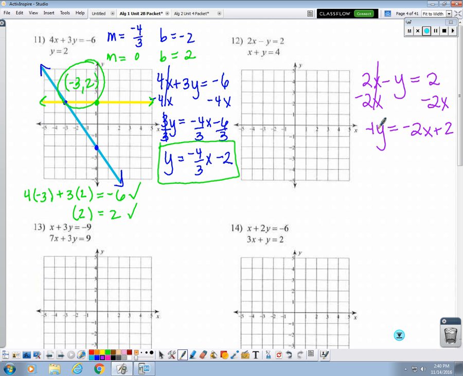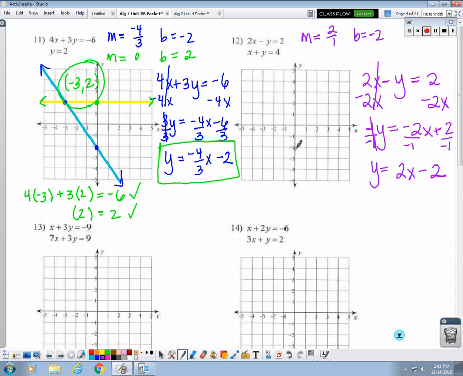Right, that y is being multiplied by negative 1. So to undo that, we divide by negative 1. And now we simplify, so y equals, what does negative 2 over negative 1 become? Positive 2x. And what does 2 over negative 1 become? Negative 2. So now is it in slope-intercept form? Yes. So what's the slope? And what's the y-intercept?